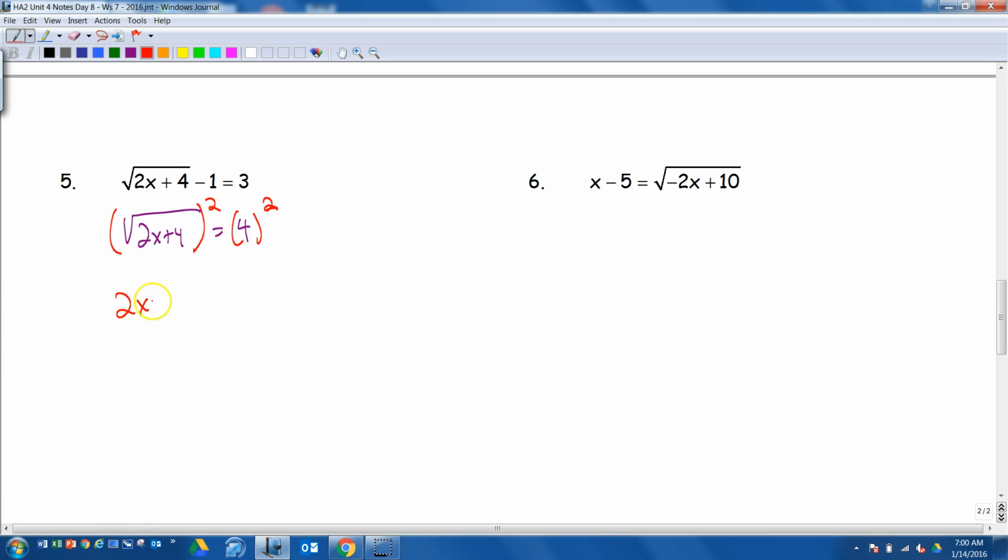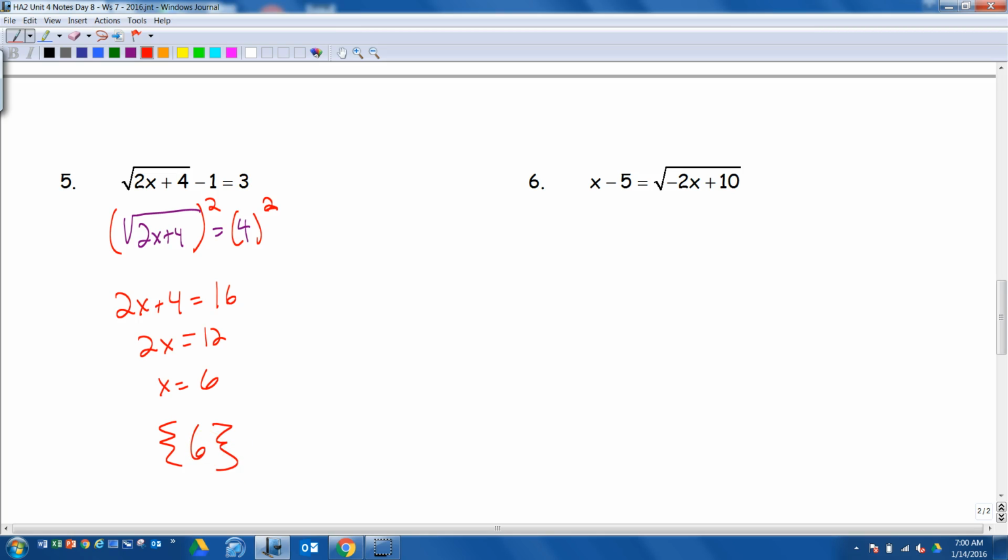We get 2x plus 4 is equal to 16. 2x is equal to 12, and x is equal to 6. Let's just double check real quick. 2 times 6 is 12, plus 4 is 16. The square root of 16 is 4. 4 minus 1 is 3. So 6 is a good answer.